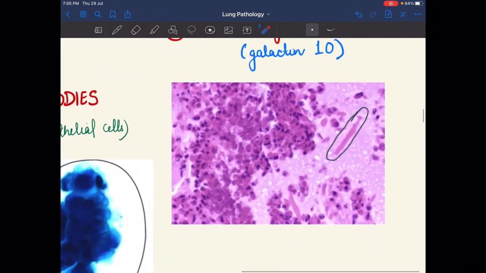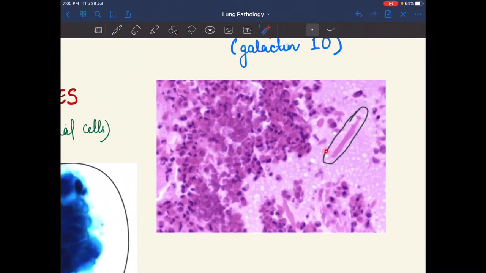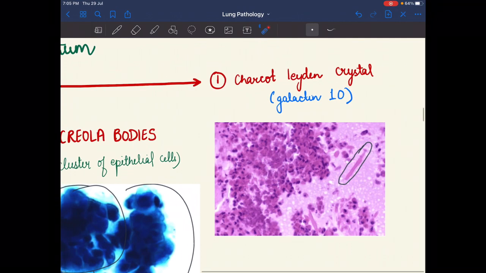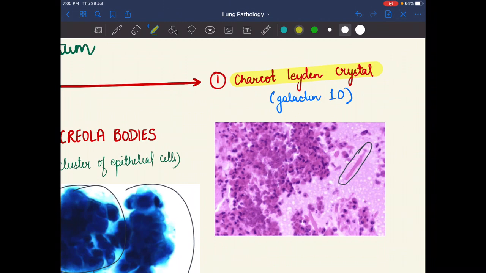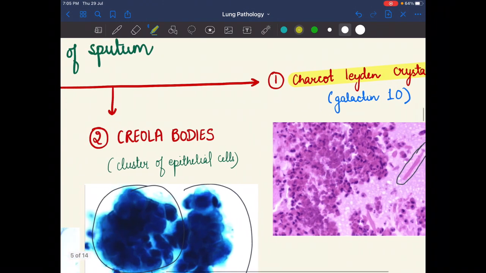The first C is Charcot-Leyden crystal. As we see here, this is a Charcot-Leyden crystal. Please remember, the first C in asthma is for Charcot-Leyden crystal, which contains galectin-10. Charcot-Leyden crystal is seen in asthma.